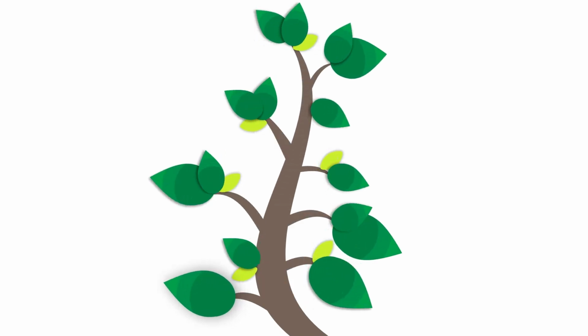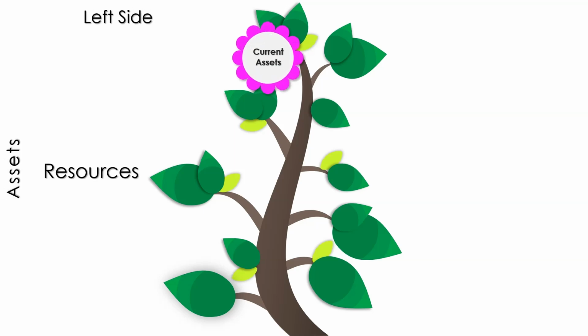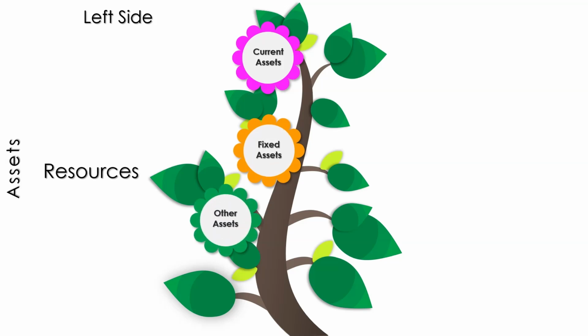Imagine the classified balance sheet as a tree. Like a tree provides structure and stability, a balance sheet provides a structured view of a company's financial position. The trunk represents the main framework supporting and connecting each branch. Similarly, the balance sheet framework connects and organizes assets, liabilities, and equity in a balanced structure. On the assets side of the tree, we have current assets, fixed assets, and other assets, all essential resources that fuel the company's growth and operations.